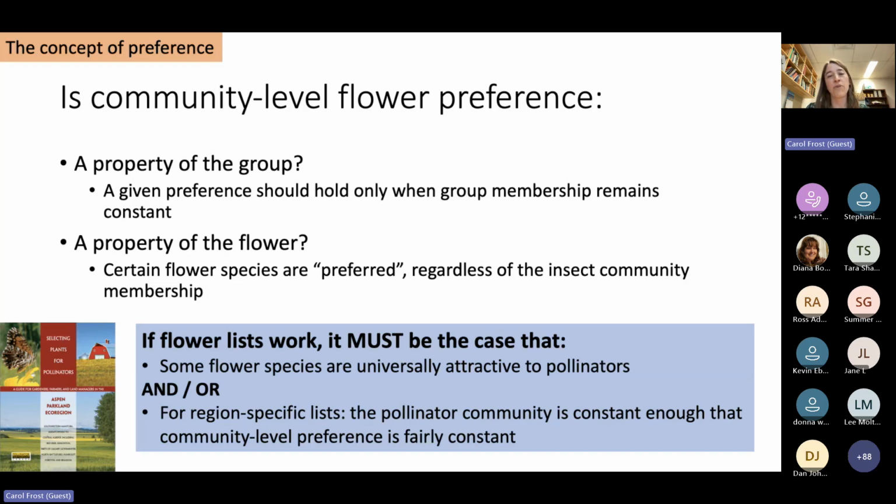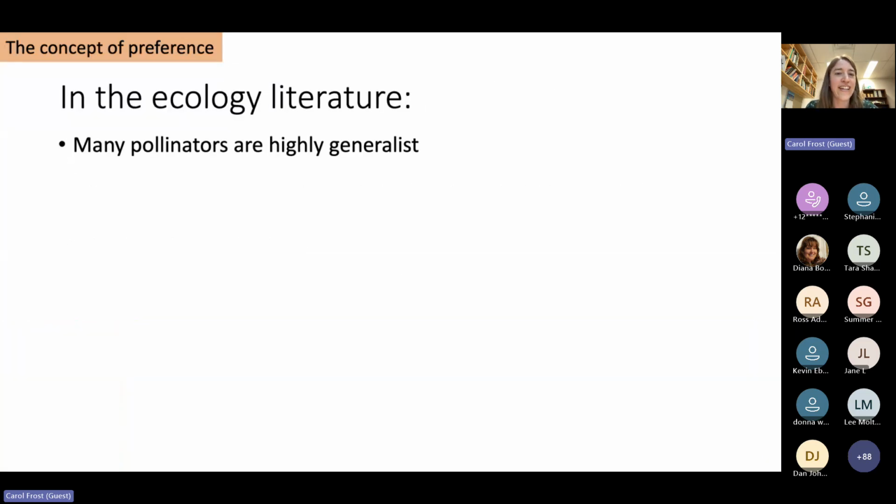So yes, in some years you have fewer of one bee species and more of another bee species, but in general, the community composition of pollinators is similar enough that the pattern of preference holds. So when you think about this, you start to wonder, I wonder if flower lists for pollinators really work to predict what are the best flowers for pollinators. So that's flower lists for pollinators.